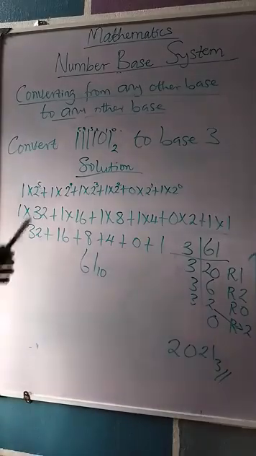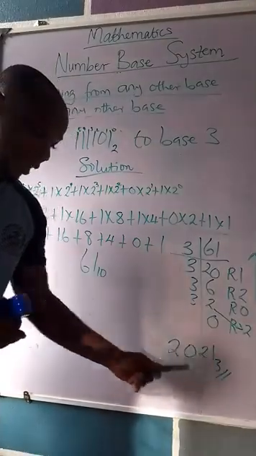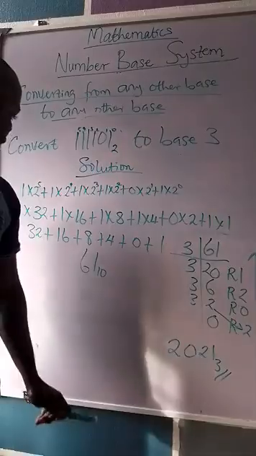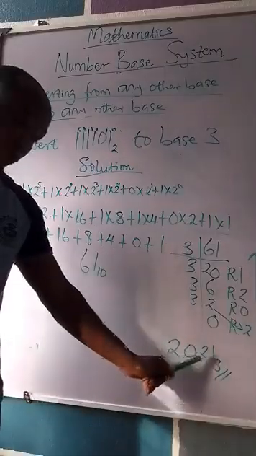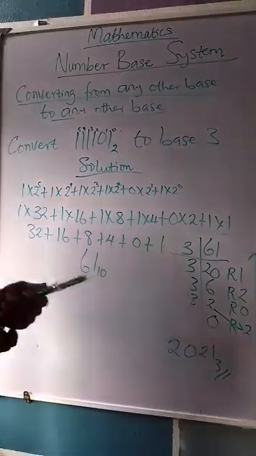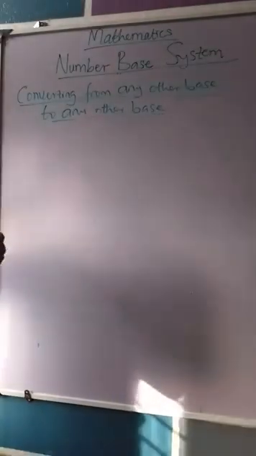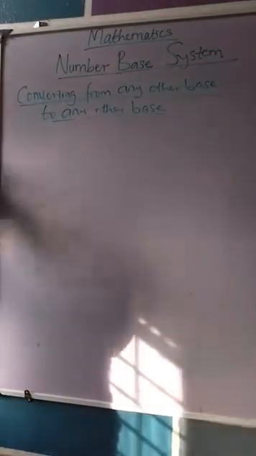And take note, when you're solving, after solving this, if your digit contains a number that is above the base, that means it is wrong. Don't forget that base 3 contains digits between 0 to 2. So that is what you have, and that is actually the correct thing to do. Any question?